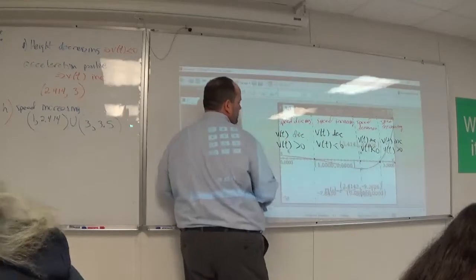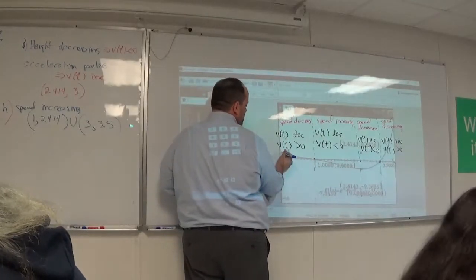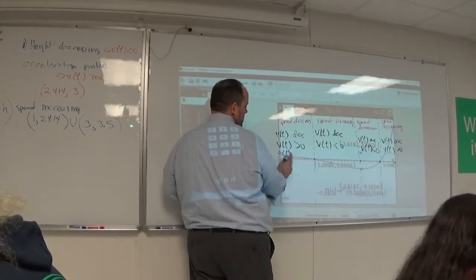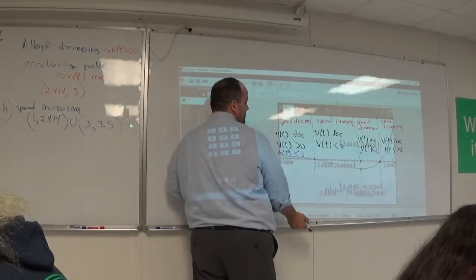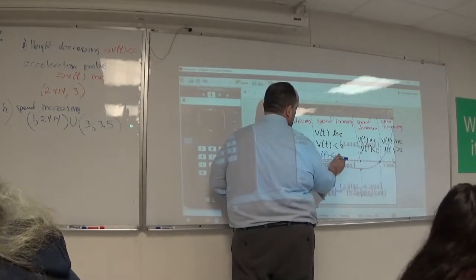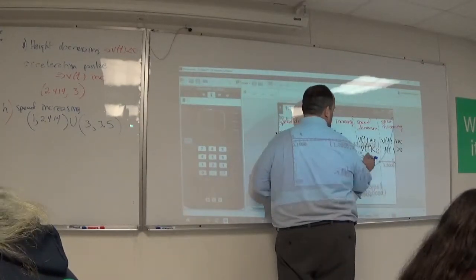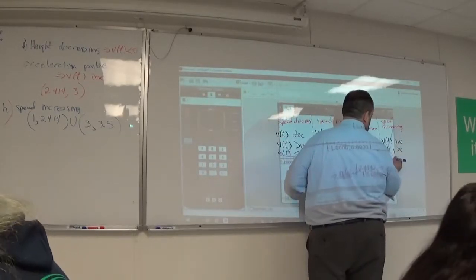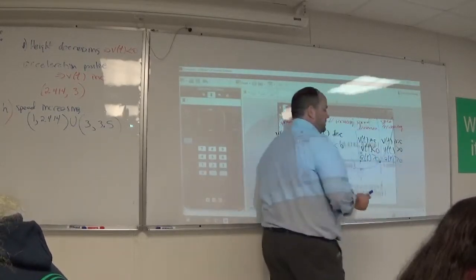Let's go back through these intervals. If the velocity is decreasing, what do we know about acceleration? It's below the x-axis. Negative, right? Velocity decreasing over here, acceleration? Negative. Velocity increasing over here, acceleration? Positive. Velocity increasing over here, acceleration? Positive.